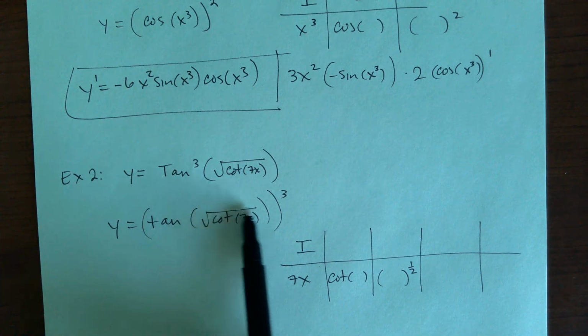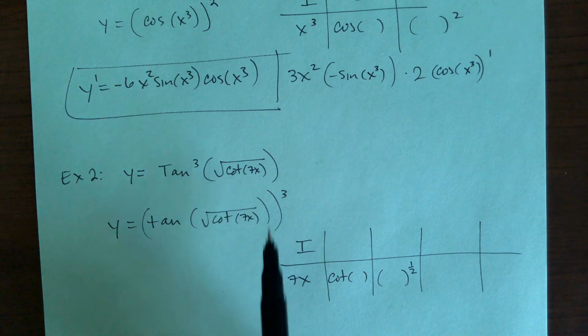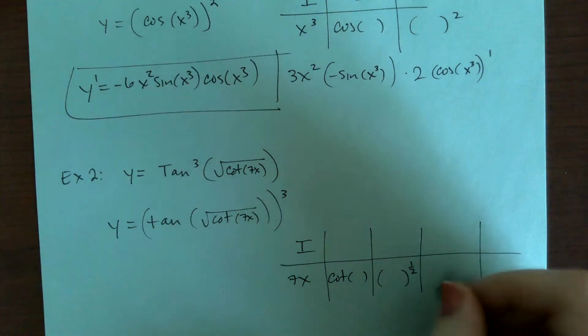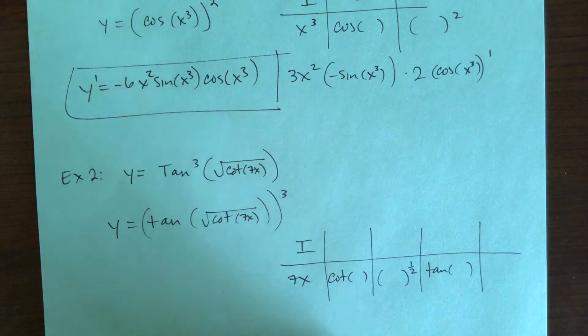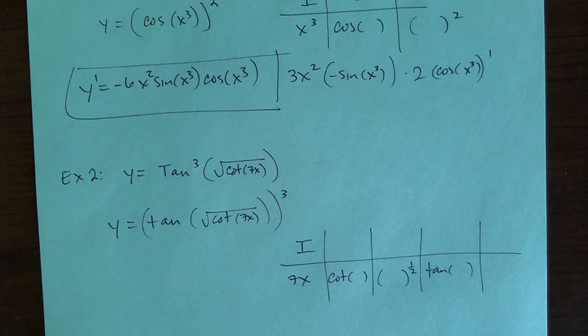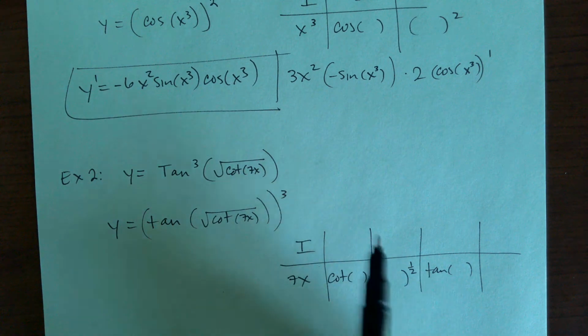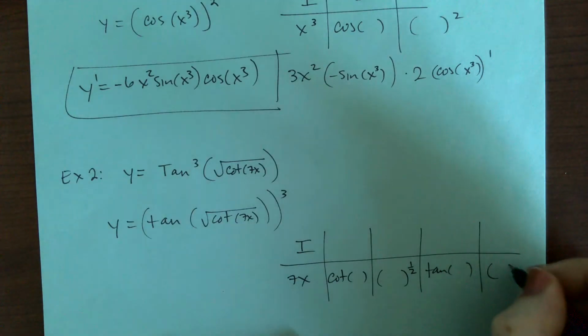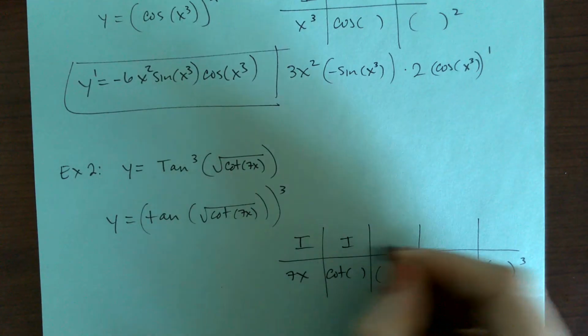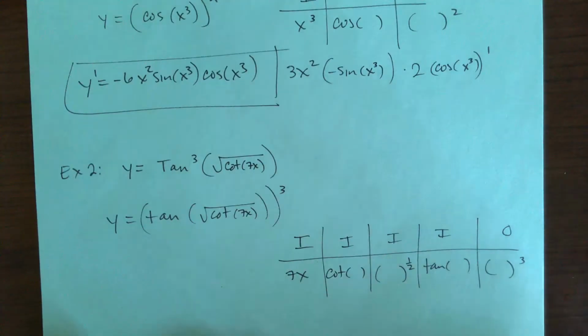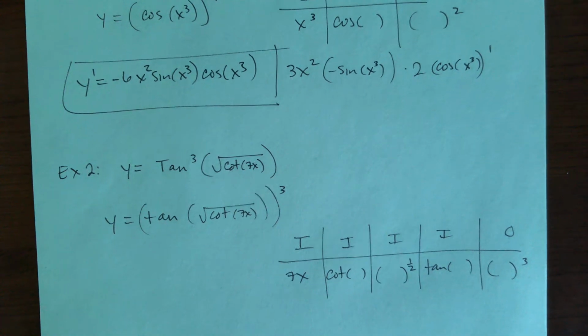Then what is happening to this square root function? It's being put into a tangent function. And then what is happening to this tangent function? It's being cubed. So blank cubed. So we really got these three inner functions, and then that is the outside function.